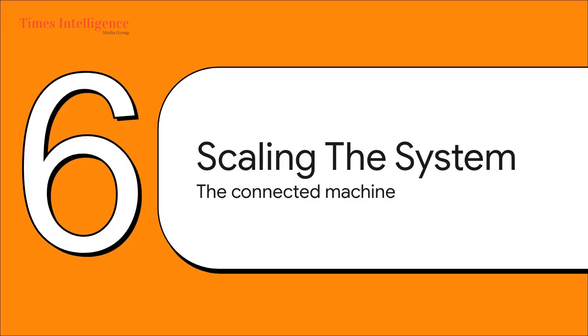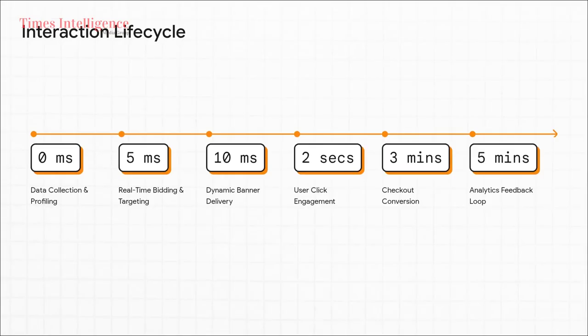Okay, let's move to our final section and see how this builds into the fully connected revenue machine, scaling the full system. Let's bring this all together. This timeline maps out the entire life cycle of a successful interaction, bringing the whole system anatomy full circle. At exactly 0 milliseconds, data collection and profiling pull the user's signals. By 5 milliseconds, real-time bidding and machine learning targeting execute. At 10 milliseconds, the dynamic banner is actually delivered to the screen.